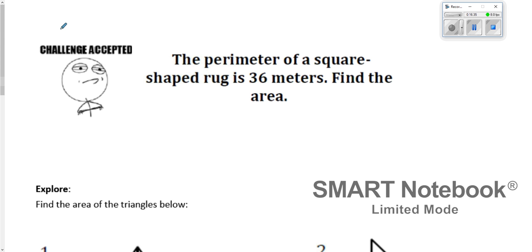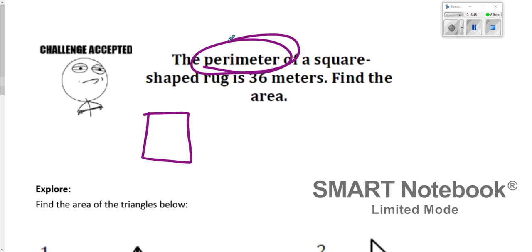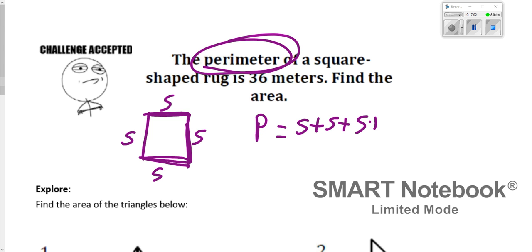So the perimeter of a square rug is 36 meters. Find the area. Very interesting. So it's a square rug, and they're talking about perimeter, not area, so don't get confused here. Perimeter is when you add up all 4 sides. But since all 4 sides are the same, I can just call them each S, or X, whatever you want to call them. And we know that the perimeter of a square, and there's 2 ways to write this, is either S plus S plus S plus S, or, since you're just adding the same thing 4 times, 4S.